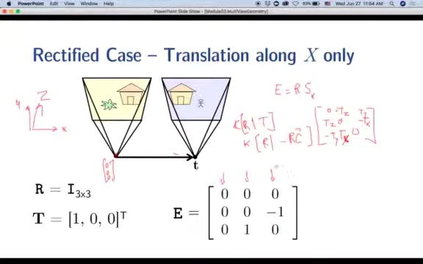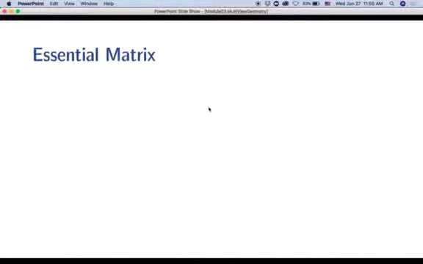Okay. So I just did this as an example so that you build some understanding of what an essential matrix is. Now, here are some properties of the essential matrix. The essential matrix is of rank 2. It can't be of rank 3, and it's also not a valid essential matrix if it's rank 1 or all zeros.